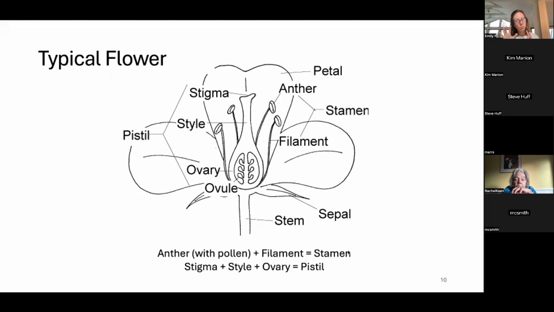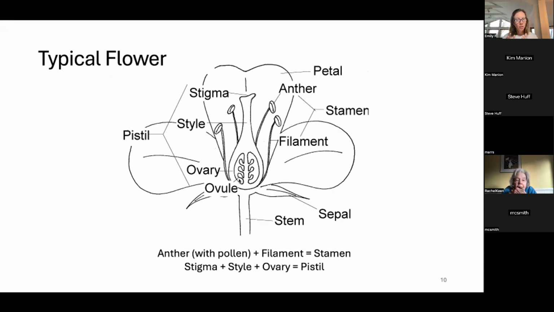And we remember that they're men because they have men at the end, or they're masculine because they have men at the end of that word. And then in the very center, that last whorl is going to be the female part of the flower. And it starts with a stigma on top, a style down the middle, and then an ovary with ovules inside. And all those three pieces, the stigma, style, and ovary together are called the pistil.